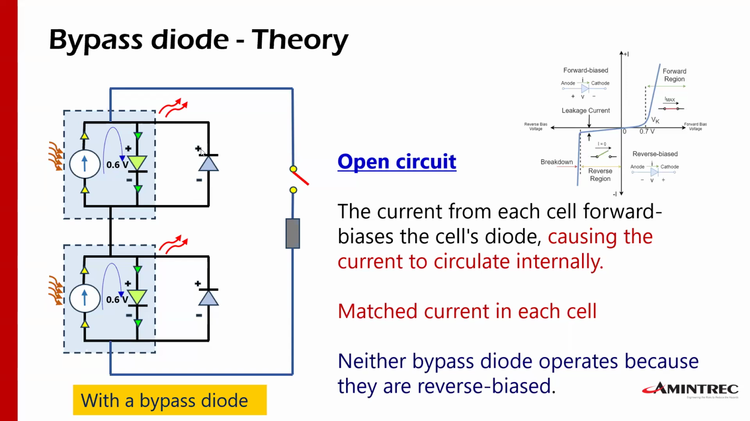Okay, this is the plus, and this is a minus. So this is on this side of the curve. Okay, this on this side. In this situation, we have the matched current in each cell, and this will be a short circuit current. Okay, and neither of these two bypass diodes are operating.